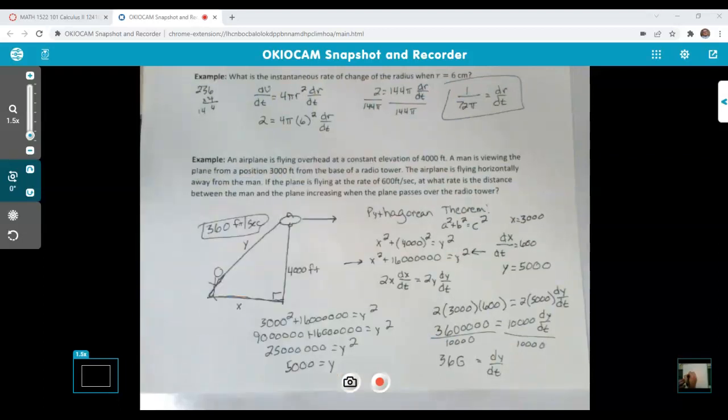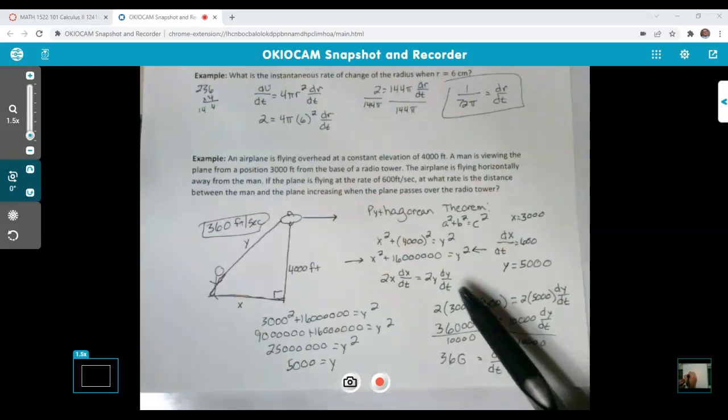Again, what we did there was I know these terms relate, and so I'm going to write a formula for how they do that, and then take the derivative and plug in what I know so that I can solve for what I don't know.